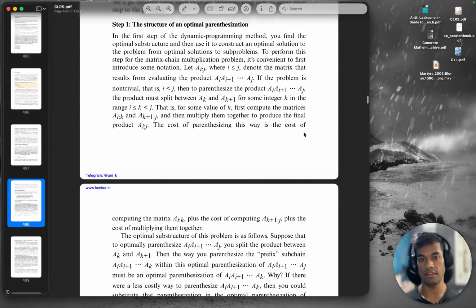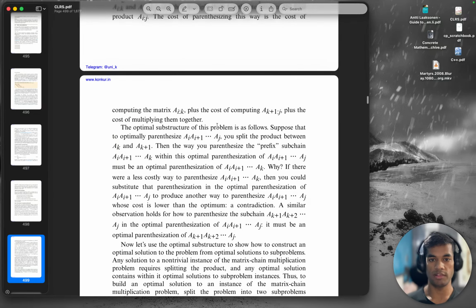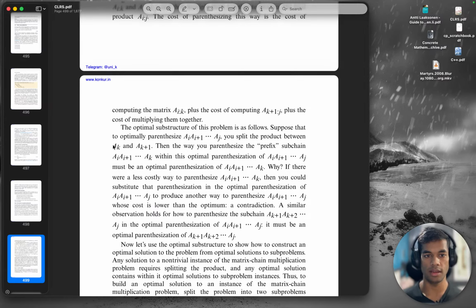The cost of parenthesizing this way is the cost of computing the matrix ai till ak, plus the cost of computing the right side of that matrix, which is ak plus 1 till aj, plus the cost of multiplying those resulting matrices together. The optimal substructure of this problem is as follows. Suppose to optimally parenthesize ai till aj, you split the product at this point k, from ai till ak, and on the right side we have ak plus 1 till aj, where k goes from i till j minus 1.